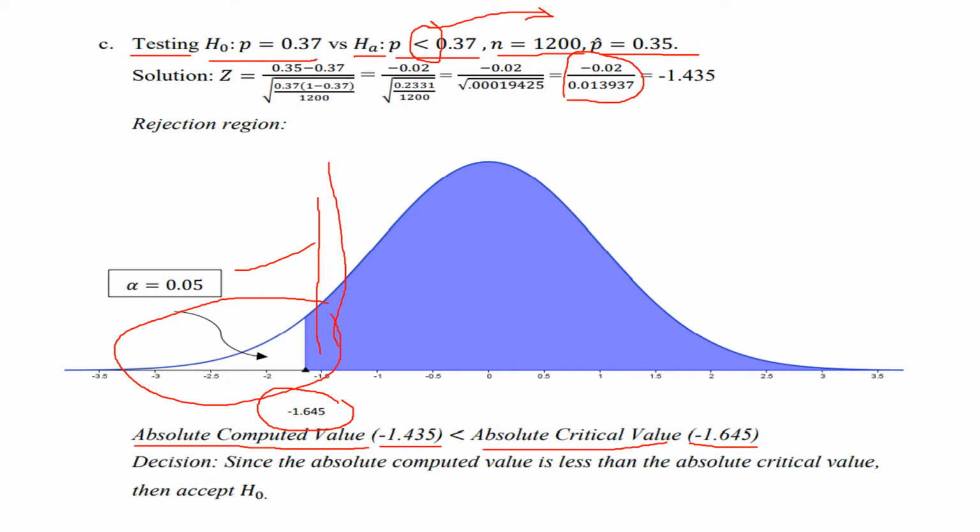So meaning to say in this case that there is no significant difference, no, between your p and 0.37. That's why we need to adopt this one, that your p is equal to 0.37.